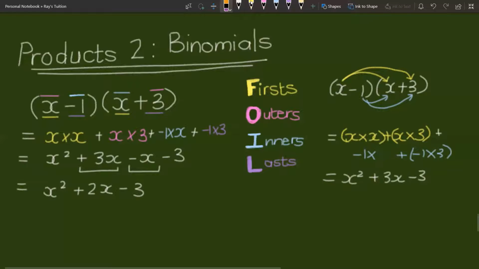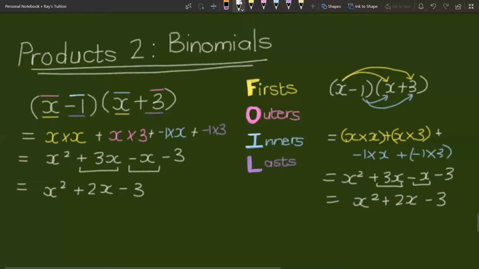So the -1 first we distribute to the x. There we go. So this here should actually be -1 times x, which is minus x, and -1 times 3, which is -3. Once again, we have the like terms 3x and minus x, so we get x squared plus 2x minus 3, which is the exact same answer.